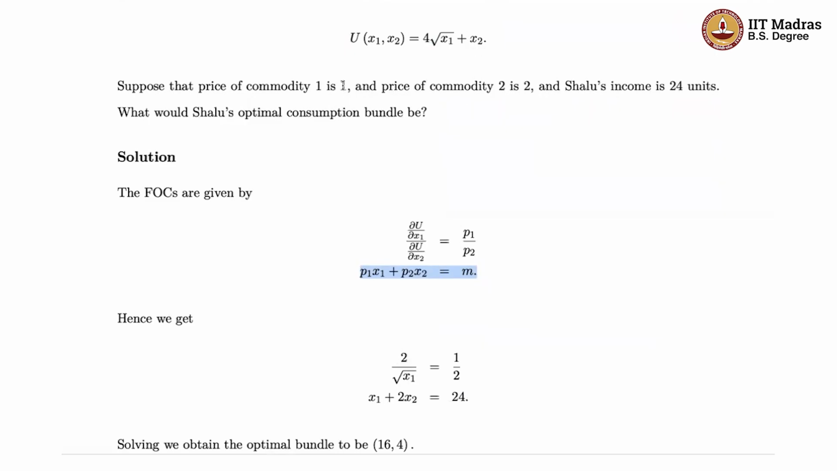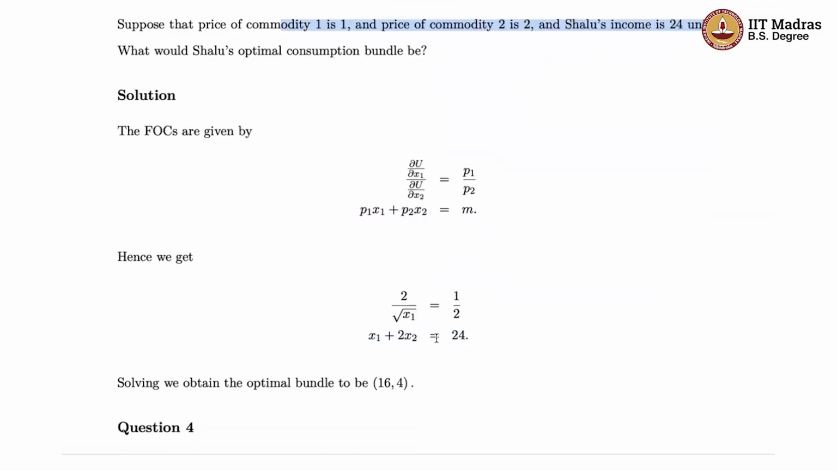And P1 is equal to 1 and P2 is equal to 2. And so therefore you end up that this is half, right? And similarly, we get the budget constraint from this information that is here. And so therefore, if we solve these things, we see that x1 is equal to 16 and x2 is equal to 4. That's how we can solve it.